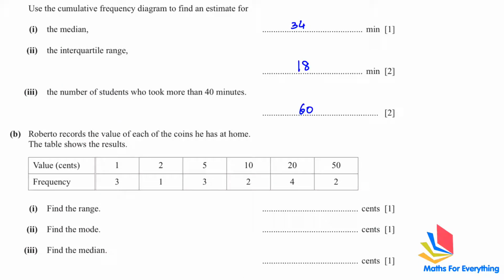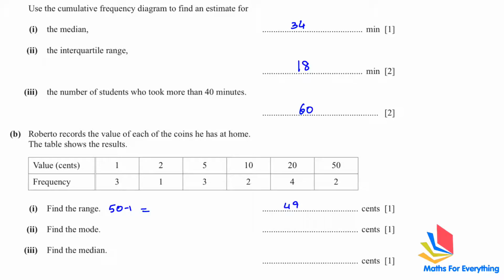Part B, Roberto records the value of each of the coins he has at home. The table shows the results. Find the range. To find the range, we subtract from the highest value the lowest value. So 50 minus 1 is your range, which will give you 49 cents.